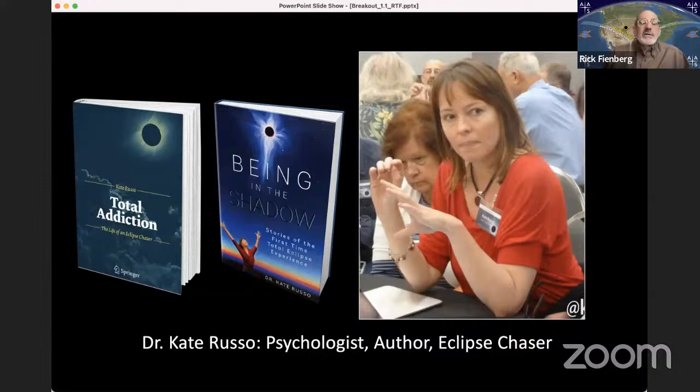The two books she wrote, the first one, Total Addiction, was a psychologist's attempt to figure out what it is that drives people to chase solar eclipses. Now, she had some innate feeling for that because she herself was already an eclipse chaser, but she interviewed a lot of people who travel the world to see every total solar eclipse that occurs to try to get into their heads and really understand their motivations. And then she wrote another book in which she interviewed people about their first experience. And this became possible when she started traveling outside of Australia to see eclipses in other places and made it a point to do interviews with people who were seeing their first eclipse.